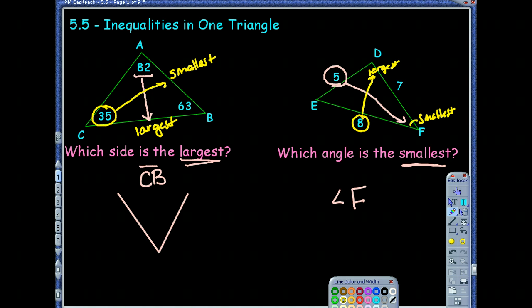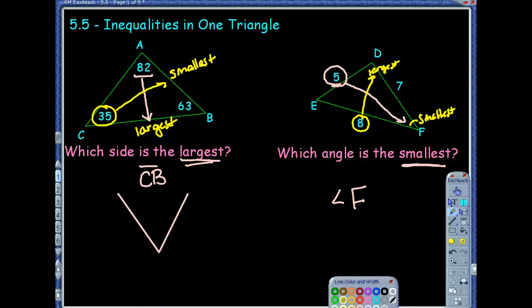It's a way to check, too. When we get to chapter 9, we're going to be finding angles and sides of triangles, so knowing what to predict is good to know as well.